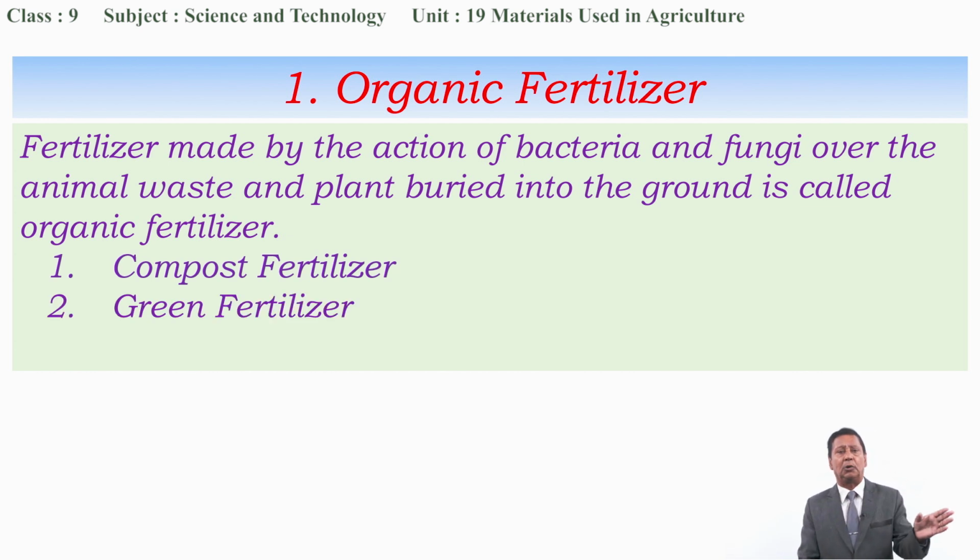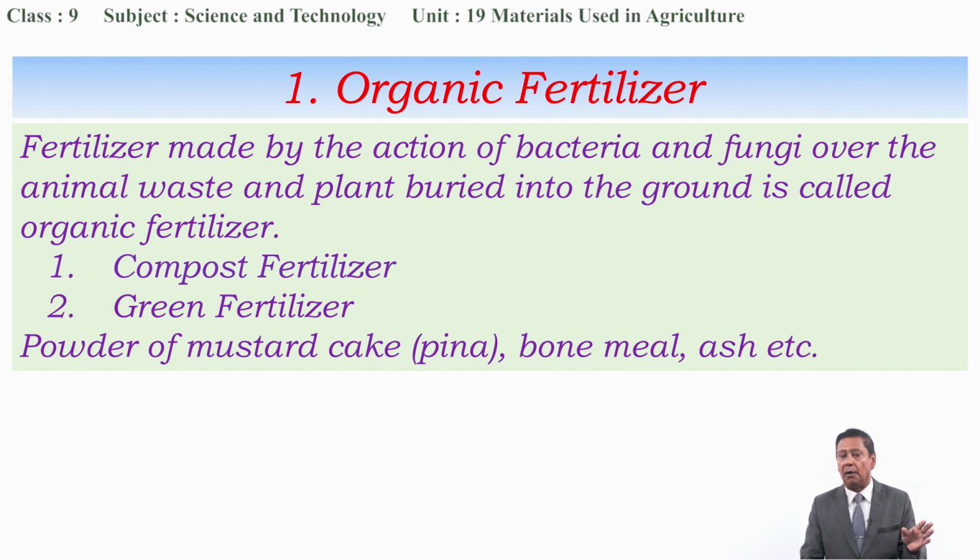Besides these two, compost fertilizer and green fertilizer, other organic fertilizers are also used in the field. They are powder of mustard cake, which is called pina in Nepali, and bone meal. This is the powdered bone of animal which supplies phosphorus and potassium, etc. And ash can also be used as organic fertilizer. Ash supplies phosphorus, potassium, magnesium, etc. Now, let's talk about each of them, at least the compost fertilizer and green fertilizer.